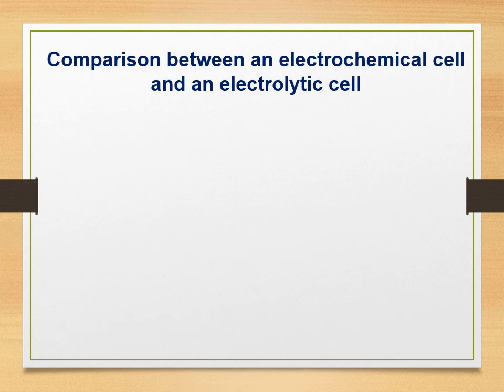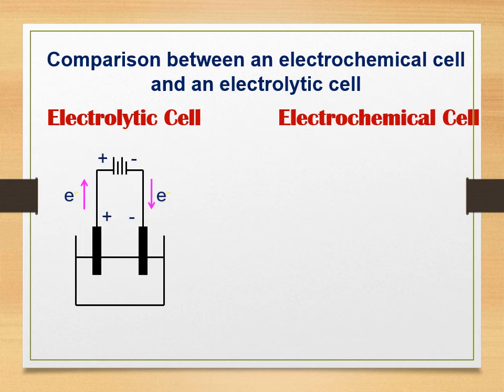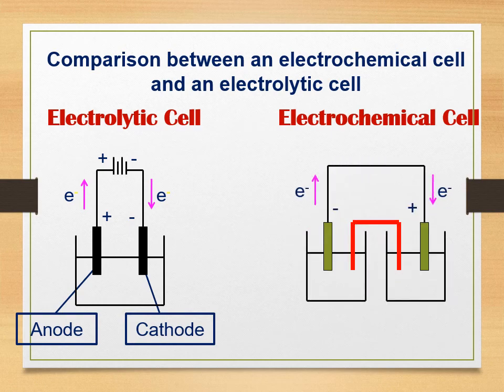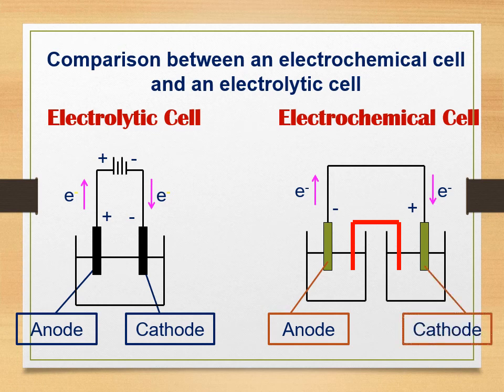What is the comparison between an electrochemical cell, a galvanic cell, and an electrolytic cell? In electrolytic cell, the solution is in one beaker, and the anode is a positive terminal. The cathode is negative terminal. But for galvanic cell, there would be two different solutions in two different beakers connected with a salt bridge, and the anode is the negative terminal, whereby the cathode is the positive terminal. In electrolytic cell, we have a battery. But in electrochemical cell, we don't even need a battery. The electricity or the electron will just flow through the wires.